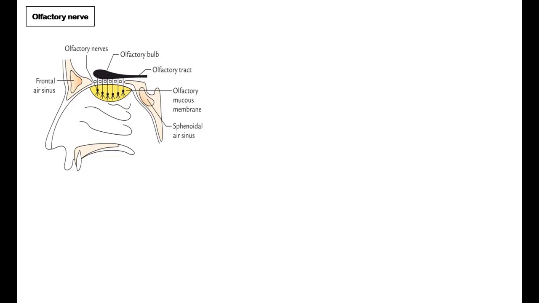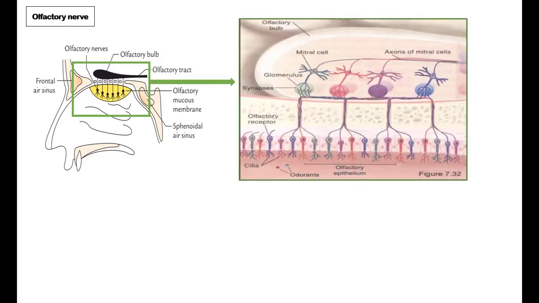Each olfactory nerve consists of about 20 minute bundles of non-myelinated nerve fibers, and they pass through foramina in the cribriform plate of the ethmoid to enter the anterior cranial fossa, where they terminate in the olfactory bulb. I have to zoom here, and this part is very important for us. In the olfactory bulb, they synapse with the mitral cells, and the bundles are surrounded by 3 meninges.